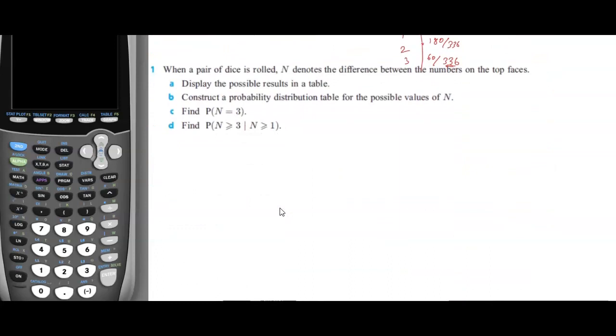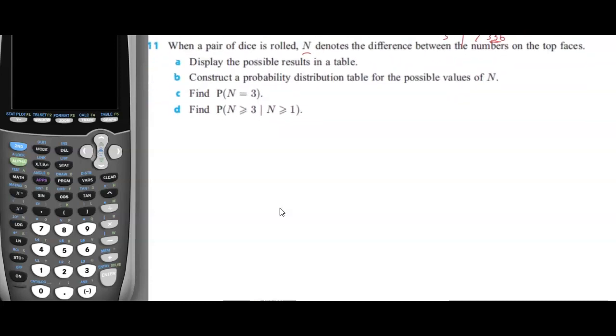When a pair of dice is rolled, capital N, random variable N, denotes the difference between the numbers on the top faces. Display the possible results in a table. Okay, so, to figure out these probabilities, you might draw a list of all the ways it can happen. Remember that one of the ways that's kind of good to draw 2 dice rolls happening is a table that may look kind of like this.